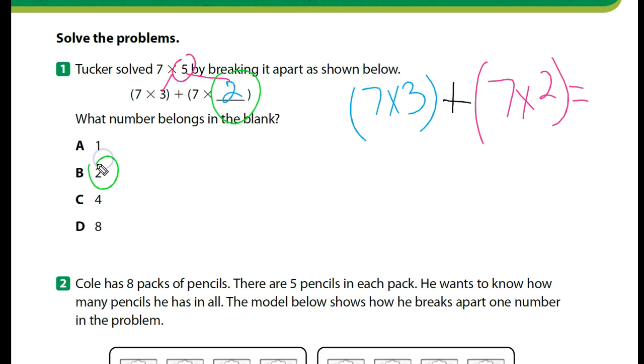2. And the way I would work this out, if they wanted the total, I would multiply the first multiplication equation in the first parentheses. That would be 21, plus 7 times 2 is 14, and that's 35. But they were not asking for the total, right? They were just asking what goes in the blank, which is 2.